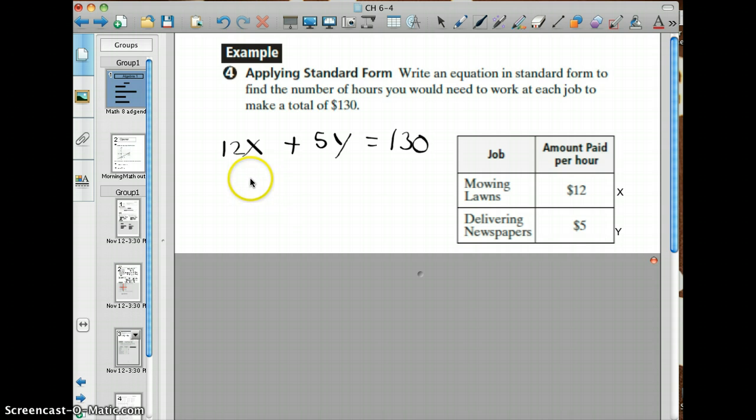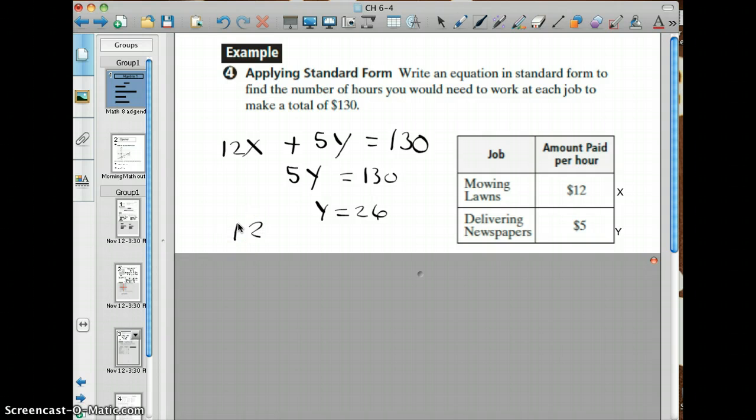Now I can solve this for the x and y intercept. Again, if I plug in 0 for x, I end up getting 5y equals 130. And 130 divided by 5 is going to give me 26, so y equals 26. Well, what does that y-intercept mean? That means if I did nothing but deliver papers, I would have to work 26 hours to make enough money for the $130. That's if I didn't mow the lawn at all.